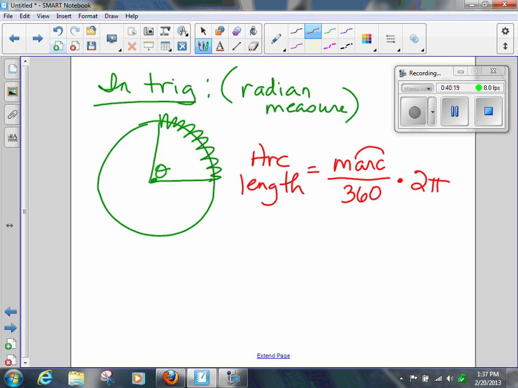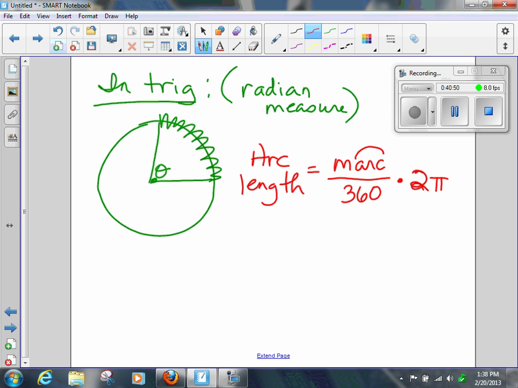What happened to the radius? Look back, look above in your notes. Because circumference is 2 pi r. The radius in a unit circle is 1. So what's 2 pi times 1? 2 pi. So when we're finding the arc length in trig, we're going to have the measure of the arc divided by 360 times 2 pi.